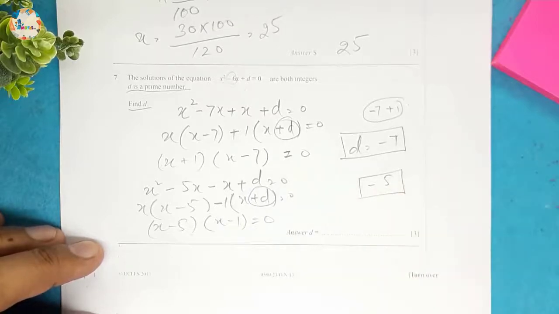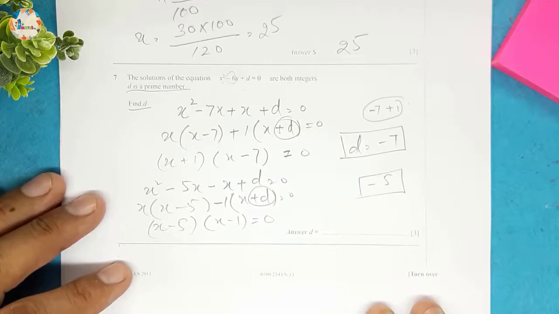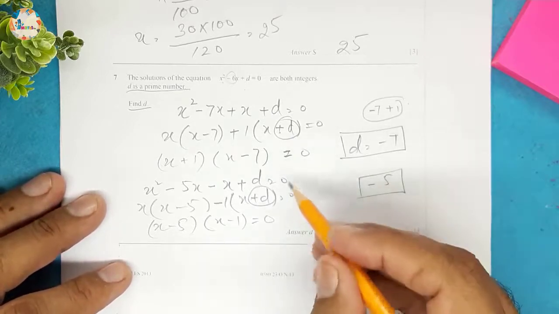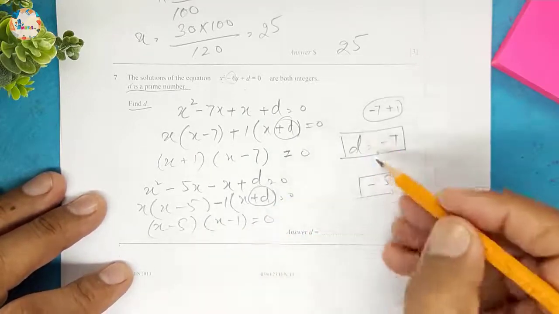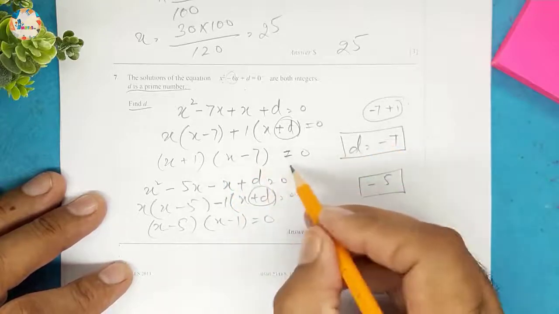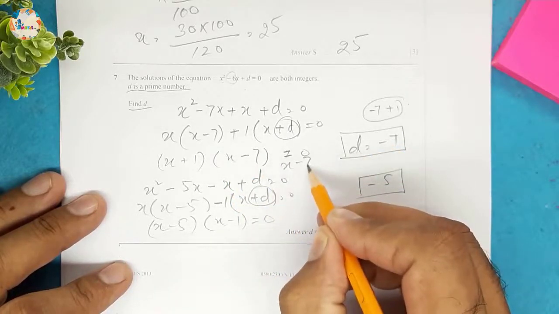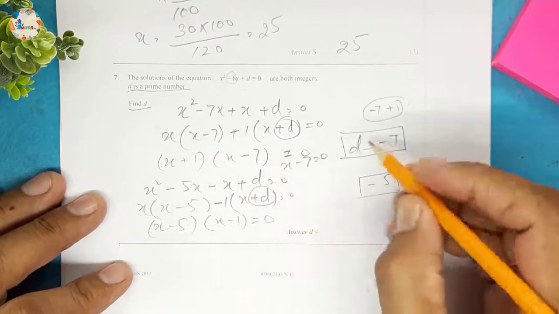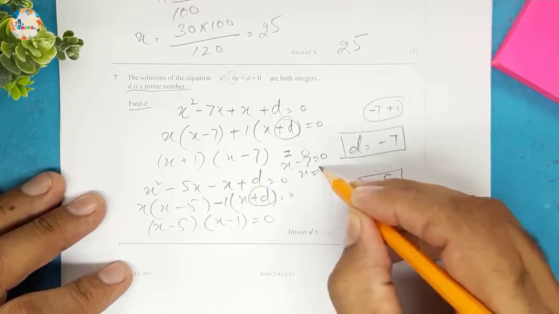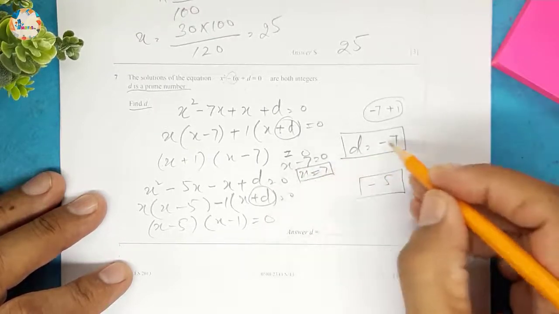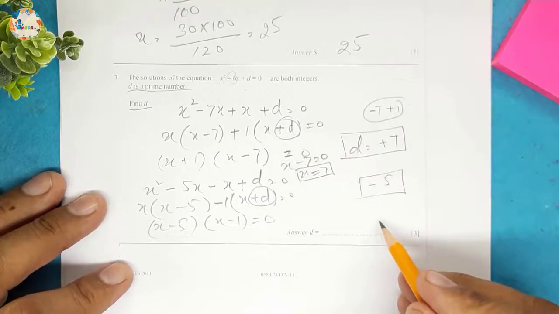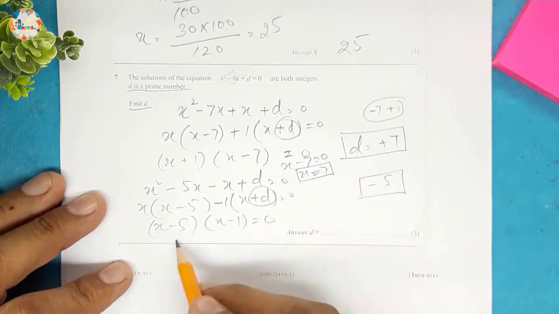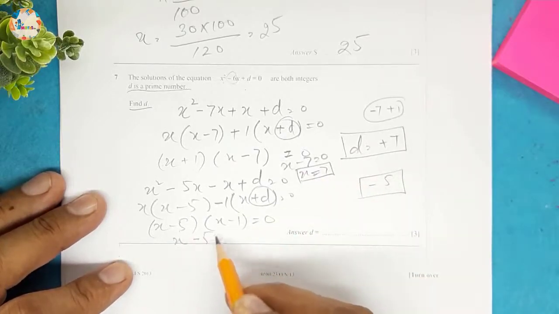So these are basically the two values, and they are saying find the value of d. To find the value, we will replace x minus 7 equal to 0. This implies x is equal to 7. So our answer will be plus 7 in that case. So it can be plus 7. In this case, it will be x minus 5 is equal to 0. So x is equal to 5.